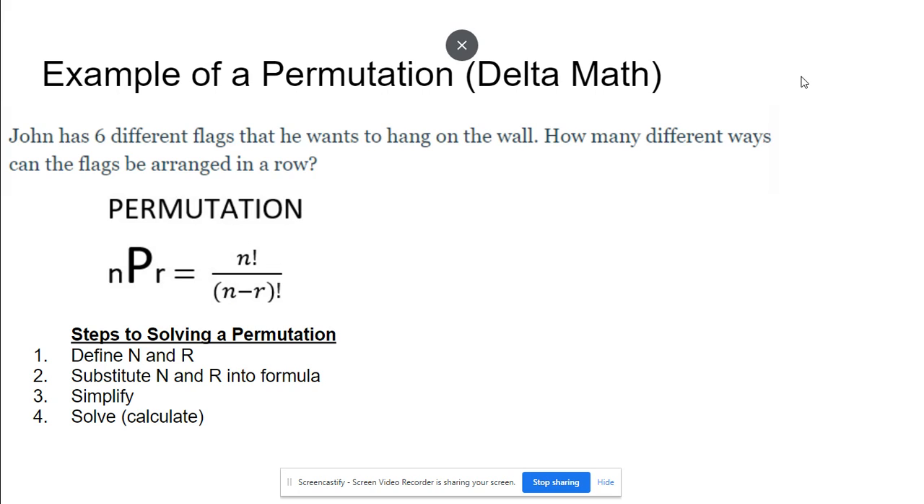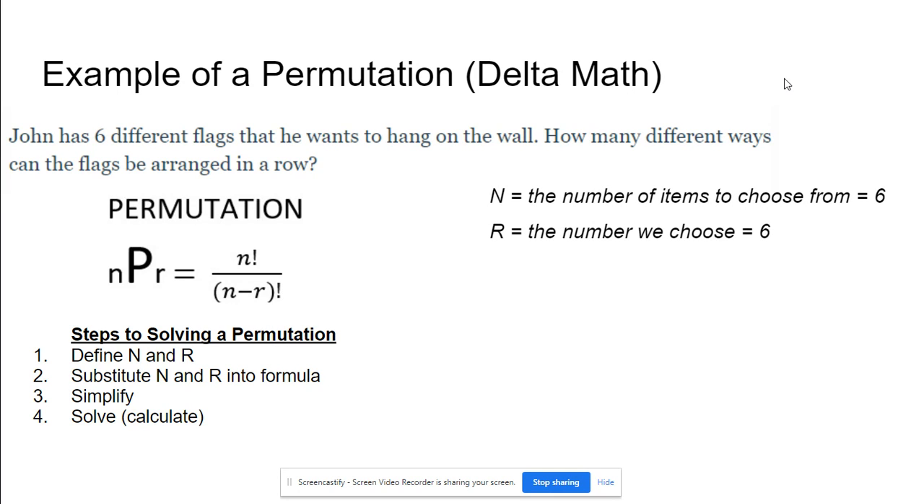So here is an example of a permutation from your Delta Math assignment. If John has 6 different flags that he wants to hang on the wall, how many different ways can the flags be arranged in a row? So our steps to solving a permutation are down on the bottom left. First, we need to define n and r. So n, remember, is the number of items to choose from. John has 6 different flags, so that's where that 6 comes from. And then r is the number that we choose. If he's going to put his flags in a row, he's going to be using all 6 of his flags.